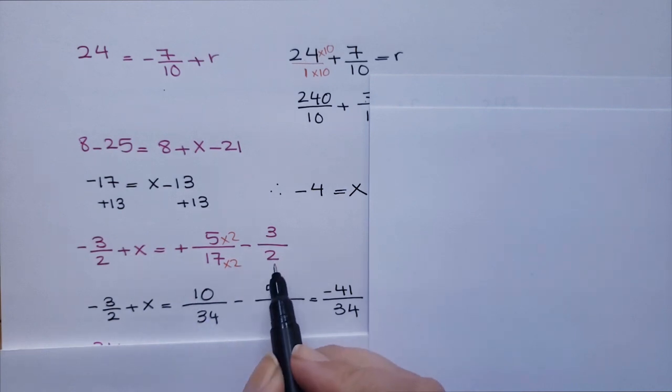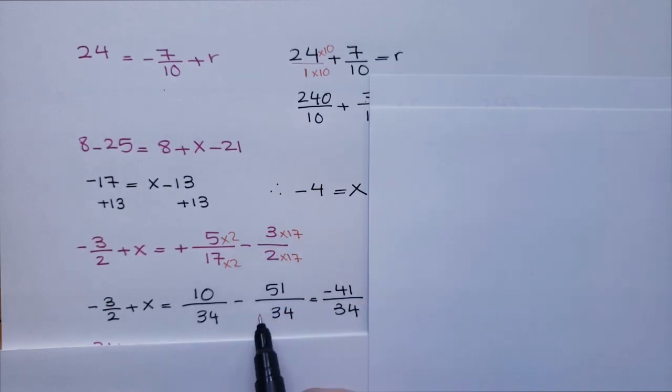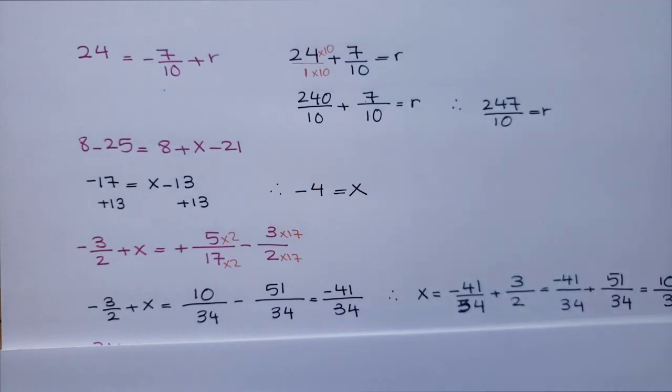Here, 2 has been multiplied by 17, so 3 should be multiplied by 17. And on this side, after simplification, the answer would be negative 41 over 34. Okay, so now the next step would be adding plus 3 over 2 to both sides to isolate the x. So the x would be negative 41 over 34 plus 3 over 2.